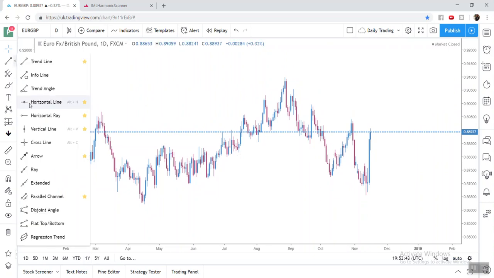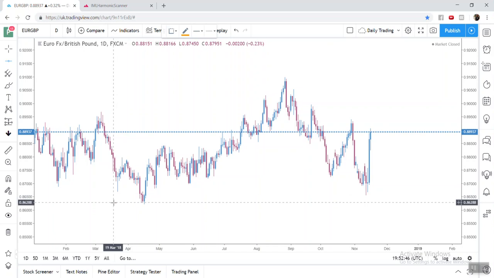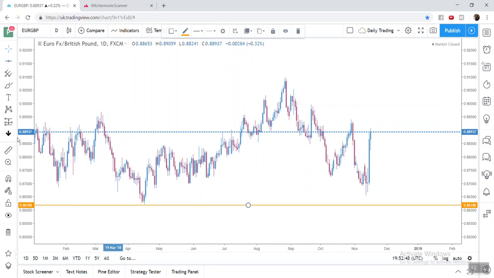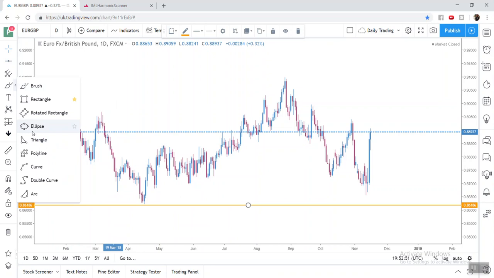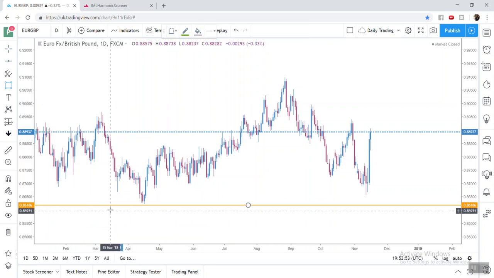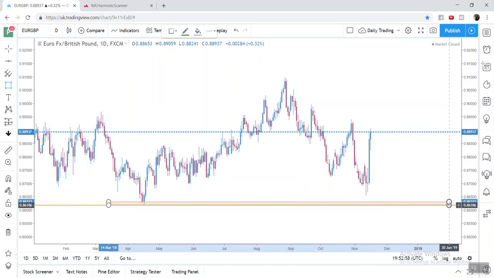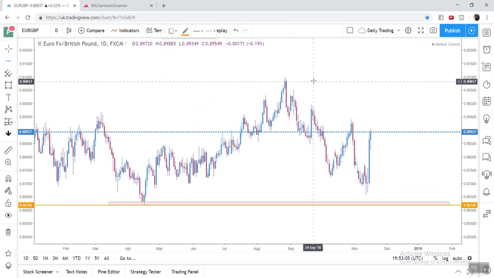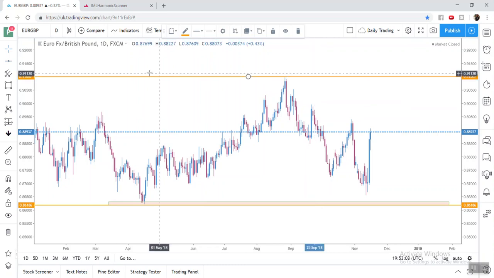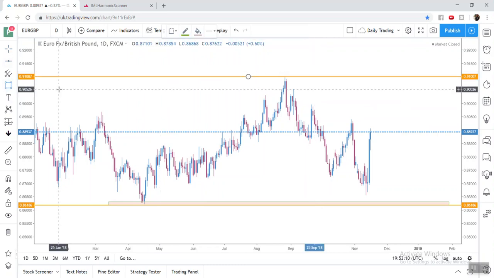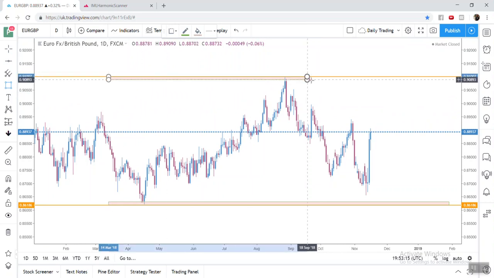I'm going to start just by marking our low, like so. And then I'm going to mark a high. So, now we've trapped the market with our floor or support.